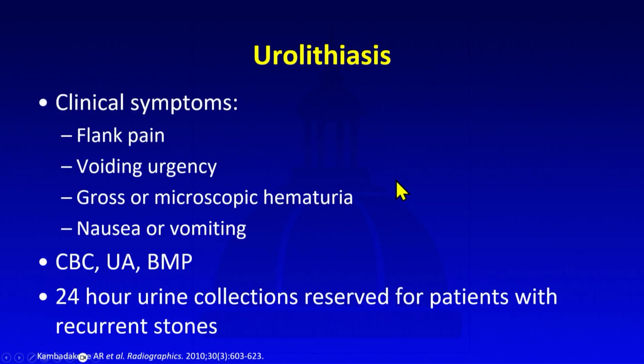With stone disease, the clinical symptoms are usually flank pain, voiding urgency. They may come in with gross or microscopic hematuria, nausea, and vomiting. The usual workup would include a CBC, a UA, and a BMP, and the 24-hour urine collection is usually only reserved for patients with recurrent stones and not the first-timers.